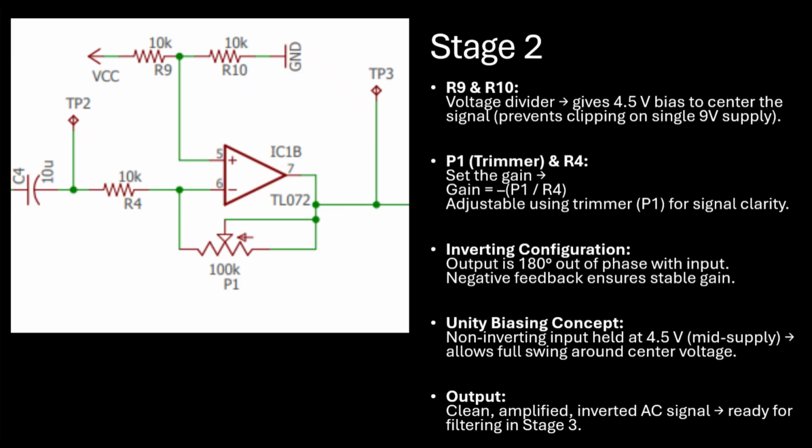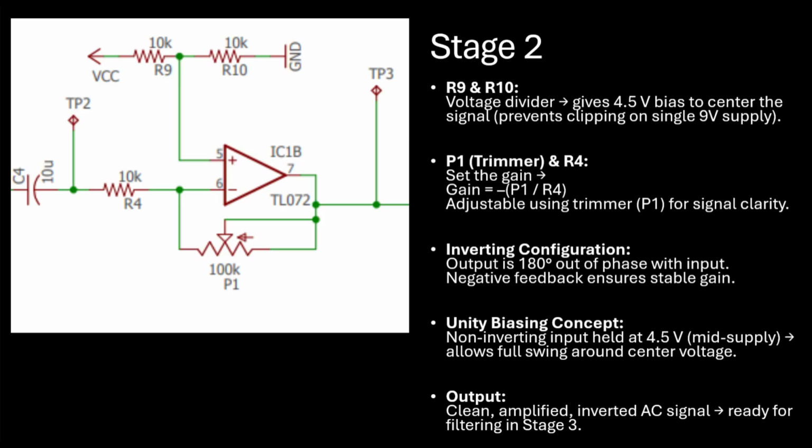The second stage of our circuit is an inverting amplifier, and it uses the second op-amp inside the IC TL072. This stage amplifies the signal further and inverts it, meaning that the output waveform is 180 degrees out of phase with the input. It uses a configuration called negative feedback, where part of the output is fed back to the inverting input through a resistor.